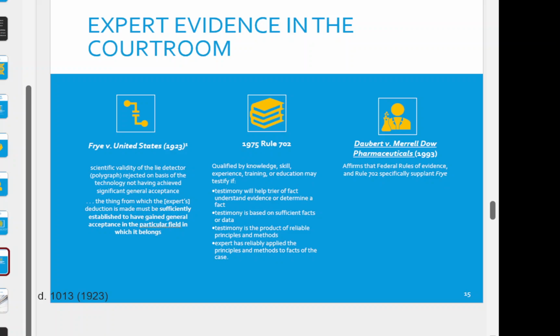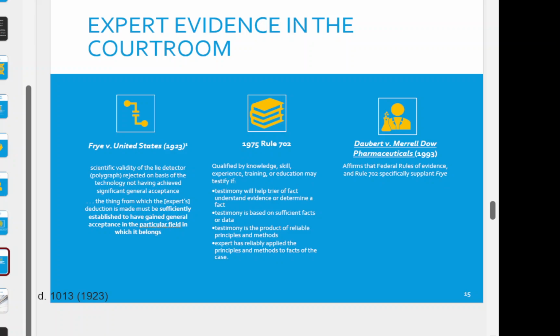So let's talk a little bit about the background of this case. In the 1920s, James Alphonso Frye was on trial for second-degree murder. Frye confessed to the crime, but later retracted his confession. To support his innocence, Frye's defense team wanted to introduce evidence from a test that measured his blood pressure while answering questions, suggesting that he was telling the truth. The key issue was whether this early form of polygraph was scientifically reliable enough to be admitted as evidence in court.